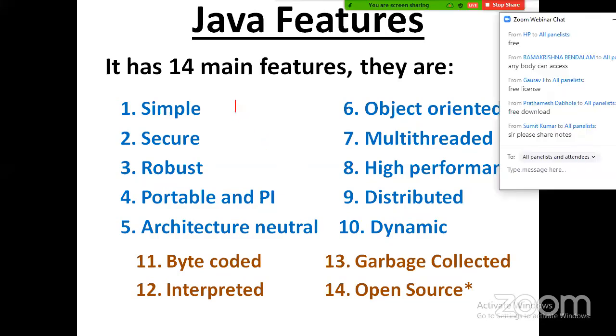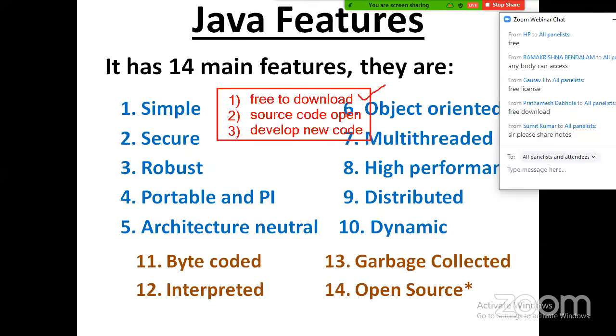If you want to call it open source, there are three characteristics that must be there. The first characteristic: it should be free to download. Next, the source code is open. That's why it's called open source. The source code is open, so you can read and understand it, and you can even develop new code. If a programming language or software is allowed for download free of cost, its source is available to read and understand, and you are allowed to add more code to it, then we call it open source.